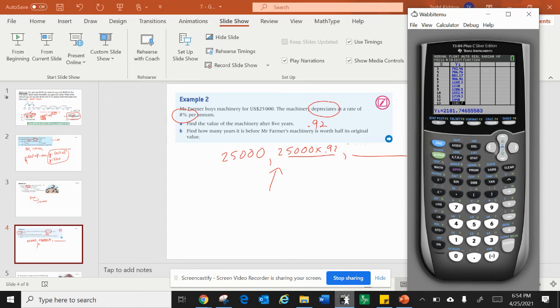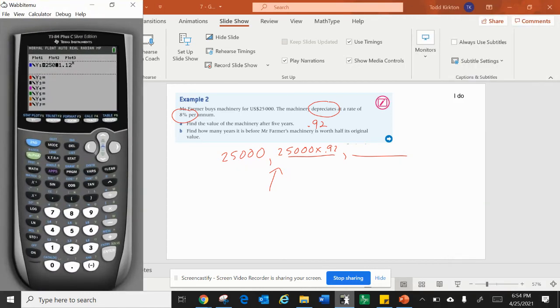So let's put it in the calculator and make it work. So it's $25,000. This time it's 0.92 to the x. Again, I'm going to always check my table because on that warm-up, it was n minus 1. So right at year 0, it's 25,000. Now you can see how much after year 1, after year 2, after year 5, it's 16,477.